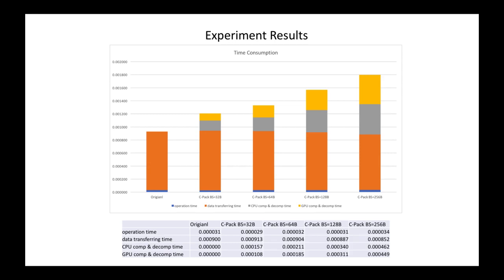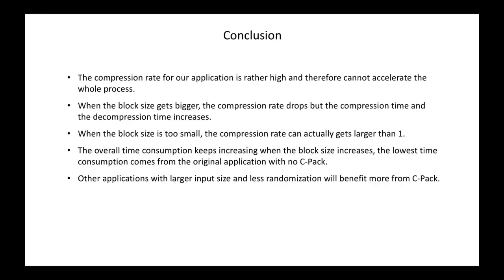So based on all these results, we can have these conclusions. The first one is the compression rate for our application is rather high and therefore cannot accelerate the whole process. The second one is when the block size gets bigger, the compression rate drops, but the compression time and the decompression time increase. The third one, when the block size is too small, the compression rate can actually get larger than 1. And the fourth, the overall time consumption keeps increasing when the block size increases, and the lowest time consumption comes from the original application with no CPAC.